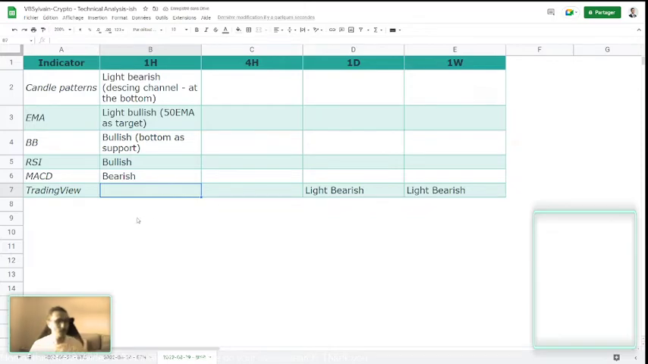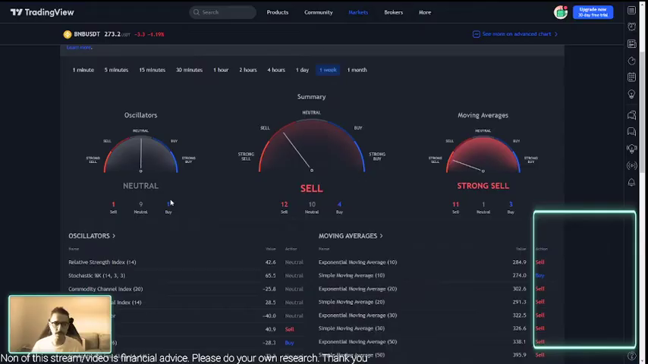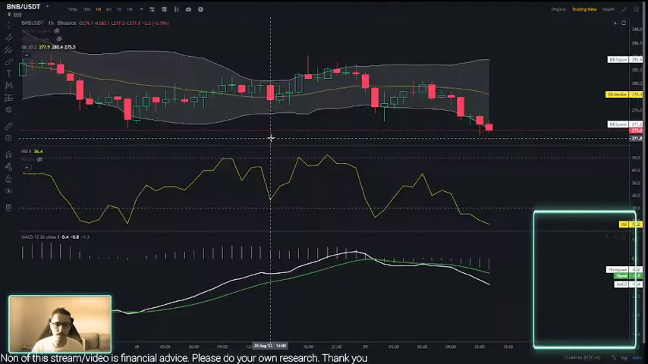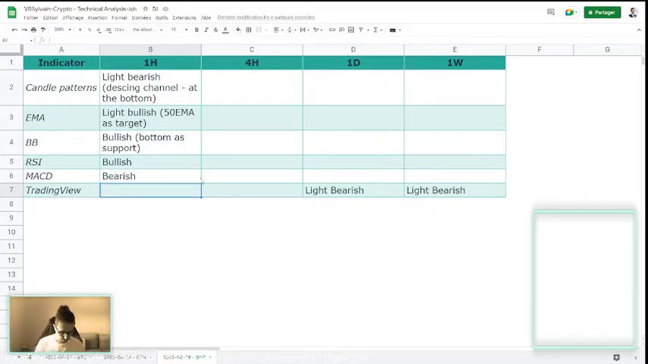And let's finish up with TradingView. What is TradingView telling us on the 1 hour chart? Here it's a light bearish. We see the oscillator is slightly moving towards neutral. So let's put it light bearish.